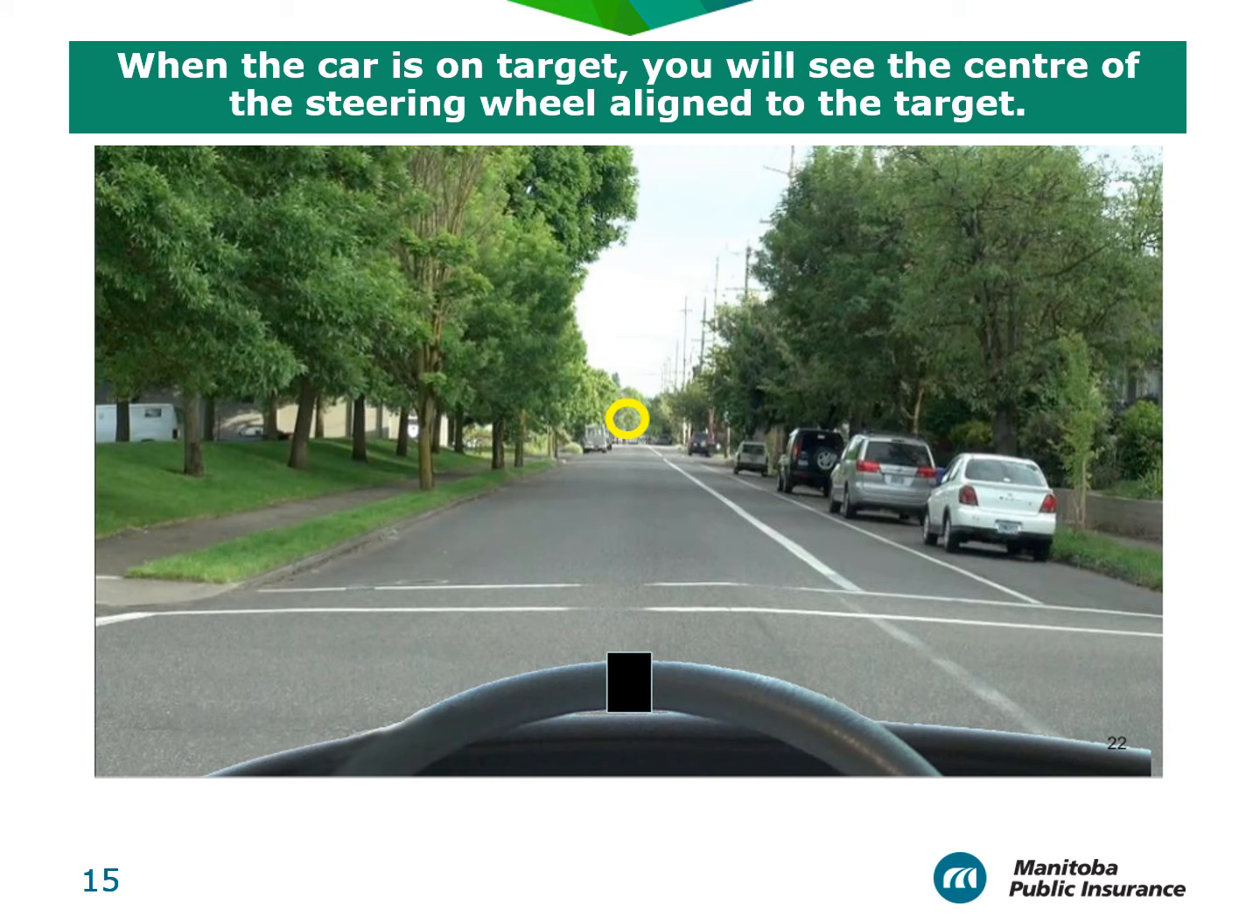When a vehicle is on target, you see the center of the steering wheel aligned with the target. See the target with your central vision and the steering wheel with your fringe vision. Practice it now.